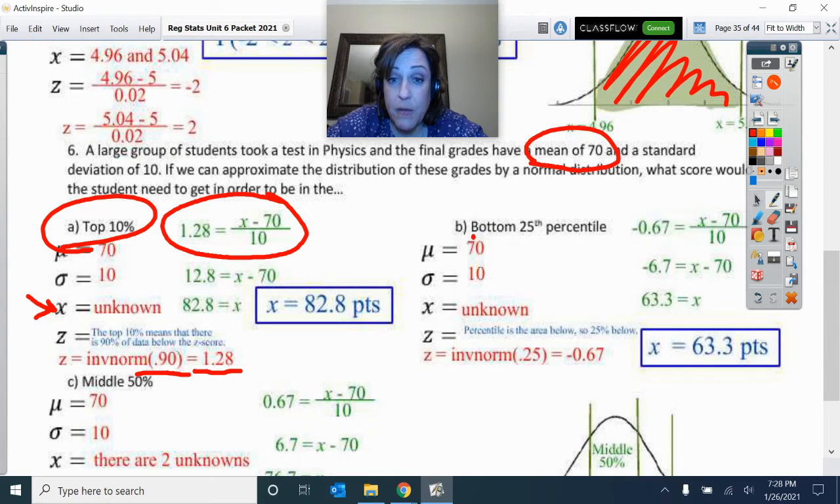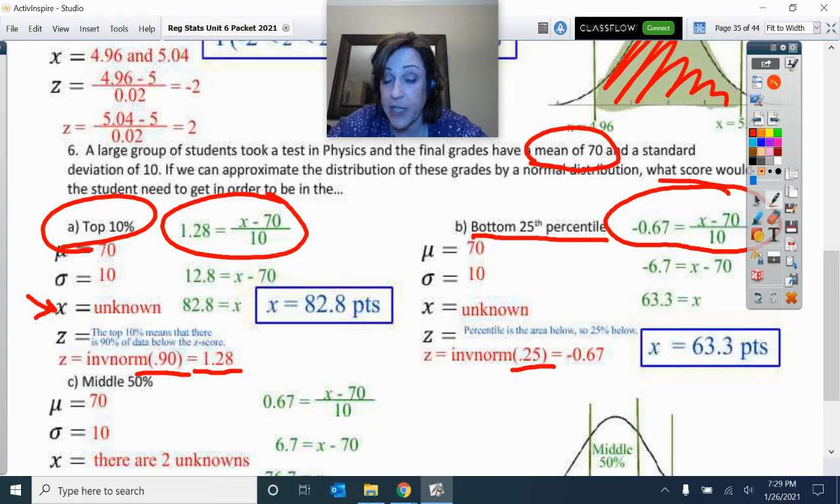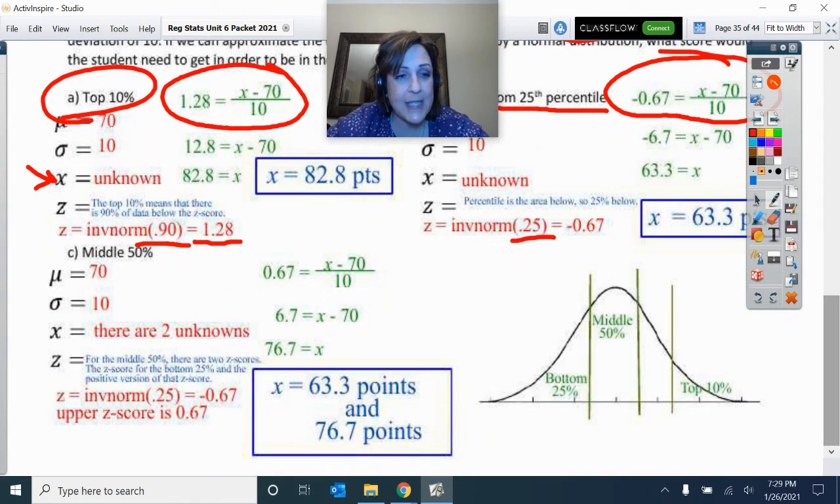Now for the bottom 25th percentile. Remember, percentile is the area below. So here, if they tell you the bottom, then you don't need to change that area around. That is the percent that you want. So inverse norm of 0.25 is the Z at that spot. So I put it into this formula here, and I solve to get 63.3 points.